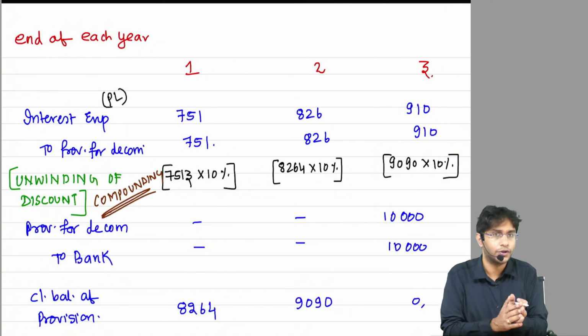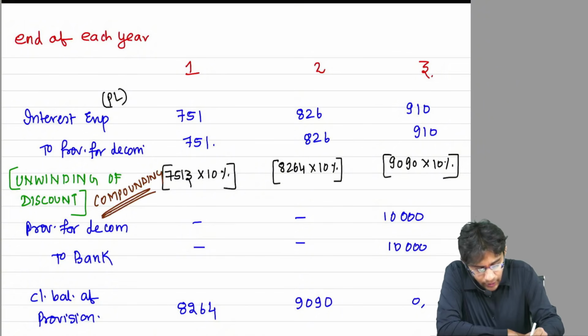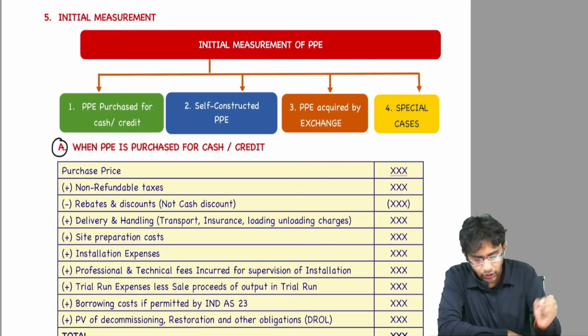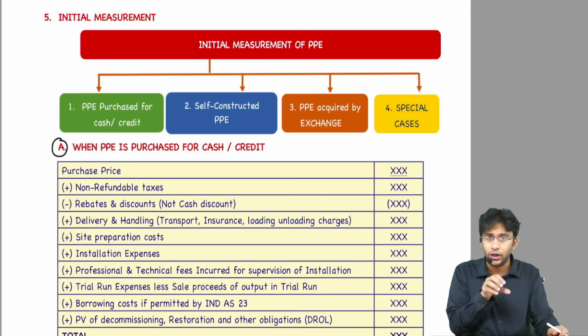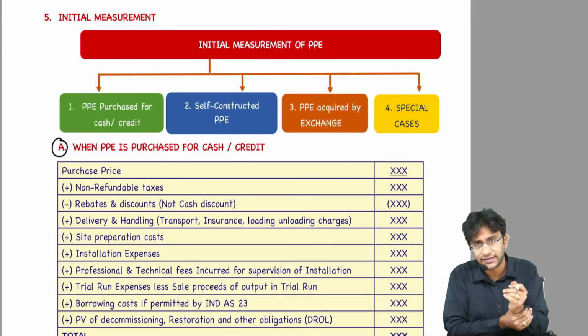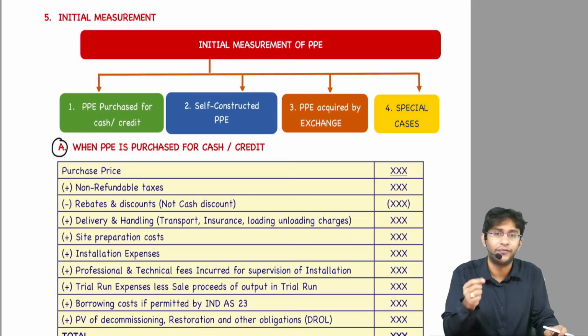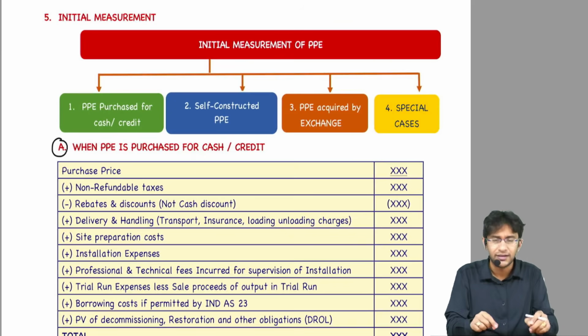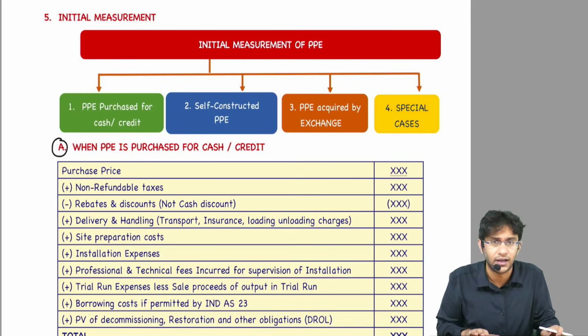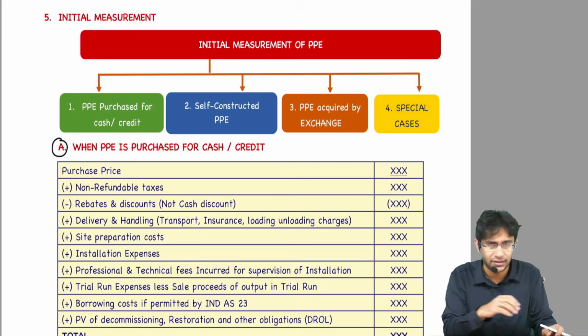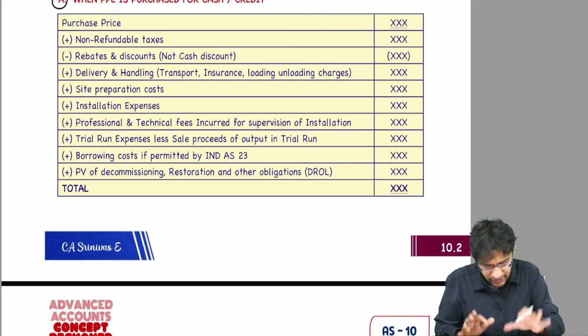So this is the terminology, sir. So with that, we have finished what are all the expenses that will go into the initial recognition of the asset when the asset is a ready-made asset acquired for cash or credit. On this, at least 3 or 4 questions are there which are exam worthy. We will see that in a while, sir. So this is done for us.